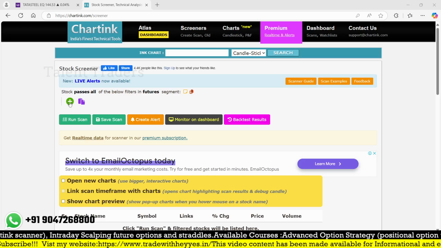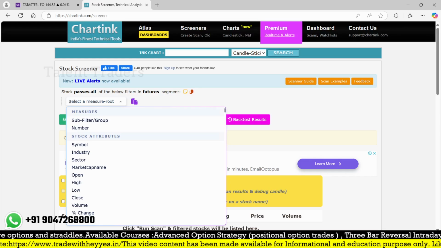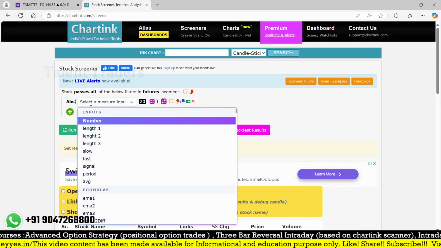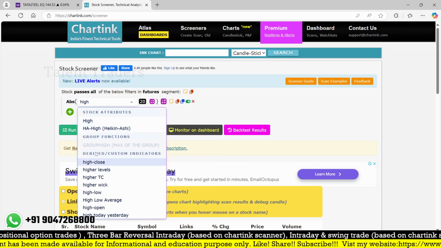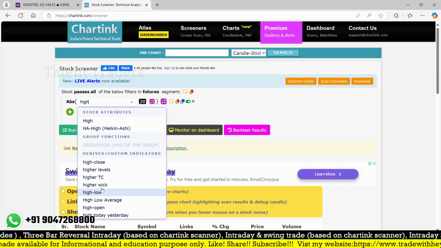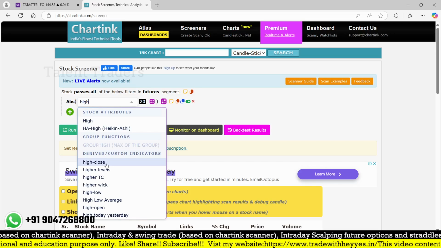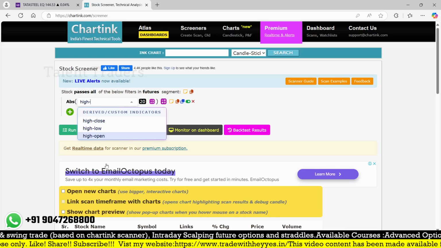Okay, so let me try to create this scanner, which will help you find setups on 15 minutes. I'll be using the ABS function, which is the absolute value for that particular candle. These are all derived and custom indicators I'm using from there only. They are not available by default, so we have to create them first, and only then will they be visible.